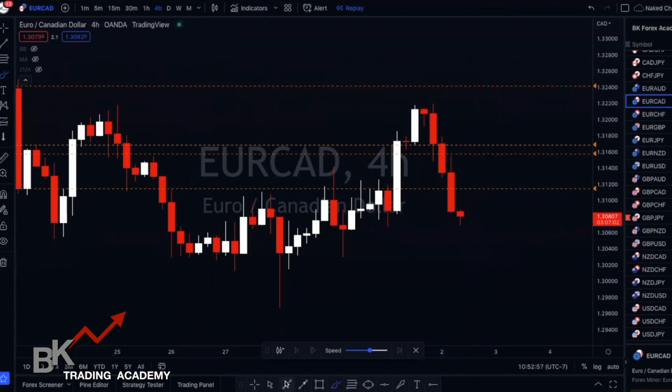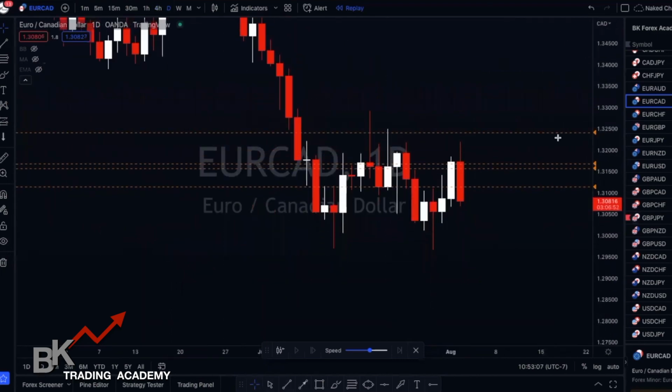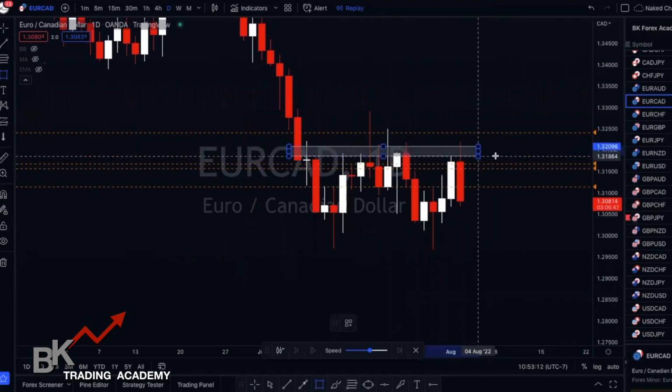And I'm going to start from the daily. Let's go ahead and go out to the daily, and I'll show you how to approach this from the daily. Now, again, remember price is ranging on the daily. So here we do have a level of resistance.